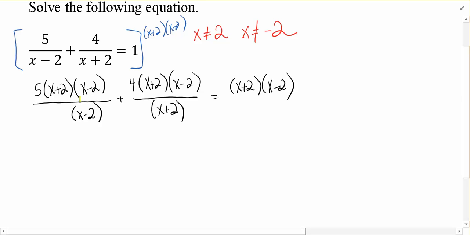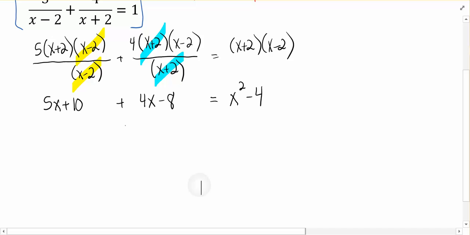And we can see that x minus 2's divide out in the first fraction. X plus 2's divide out in the second fraction. So now in our first fraction, we can go ahead and just distribute the 5 across to get 5x plus 10. And in the second fraction, we can distribute the 4 to get 4x minus 8. And on the right-hand side, that's a difference of squares, and we have x squared minus 4. We can now combine like terms on the left.